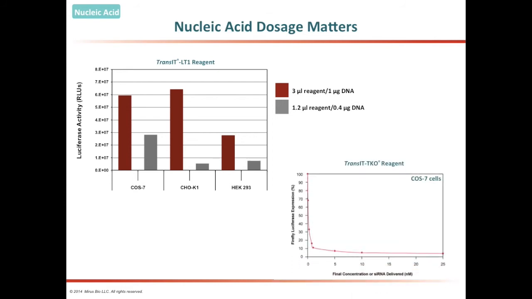Similarly, with siRNA, oftentimes very efficient knockdown can be achieved with low concentrations of siRNA. In the experiment shown here, you quickly reach maximal knockdown when adding increasing amounts of siRNA, right around 10 nanomolar.